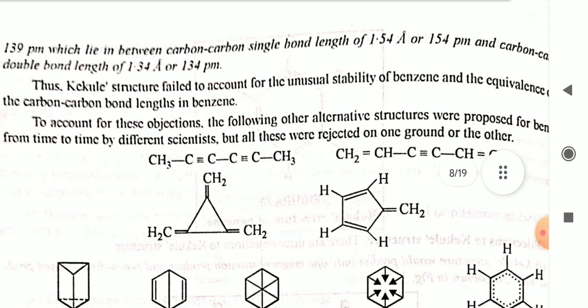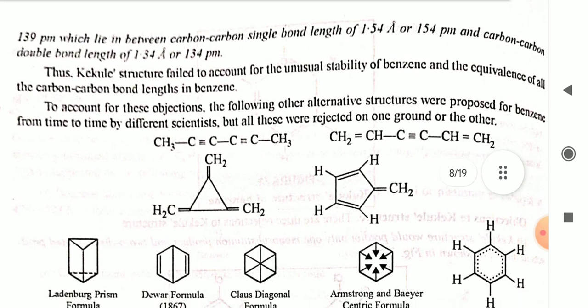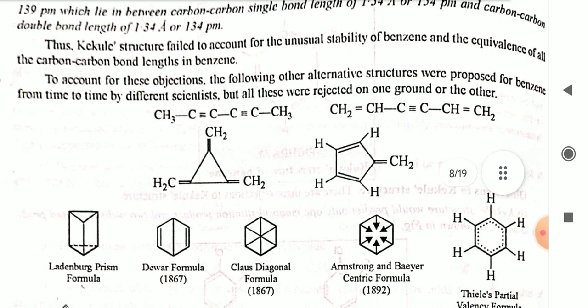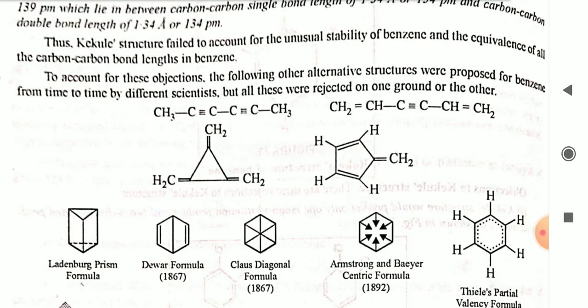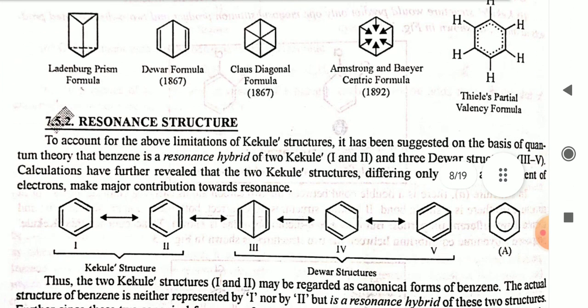bond lengths in benzene. To account for this objection, other alternative structures were proposed for benzene from time to time by different scientists, but all these were rejected on one ground or the other. Resonance structure.